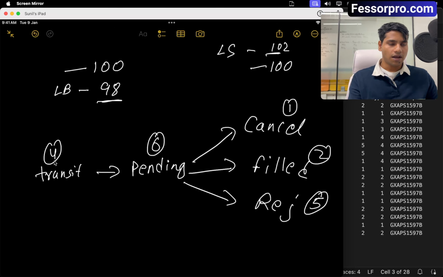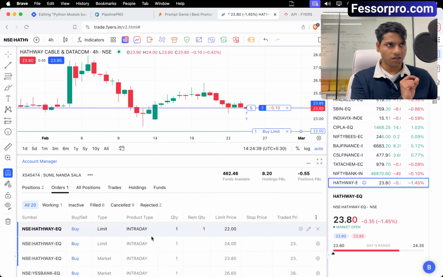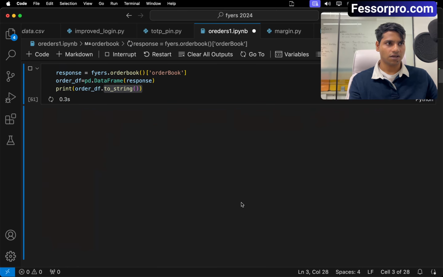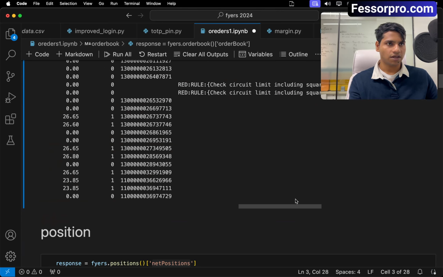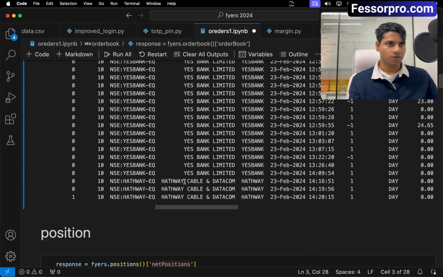All right. Now, when I place a limit order, this order is in the pending state. It means this order is received by the exchange and it is not filled yet. How will I know it is in pending state? I'll just call the function again. You see there is a Hathway stock. So these are the three stocks, and the latest was the Hathway.